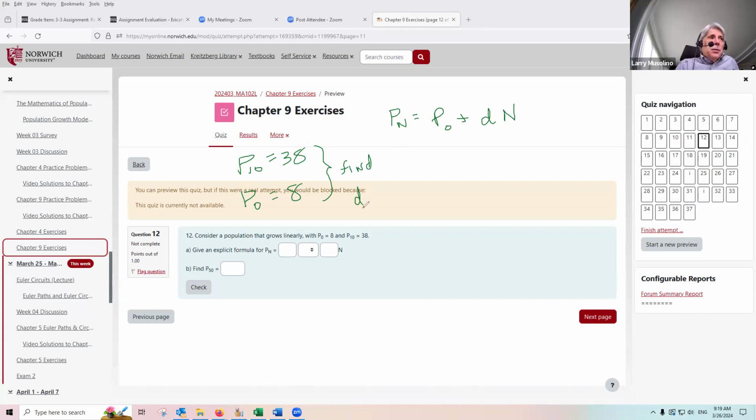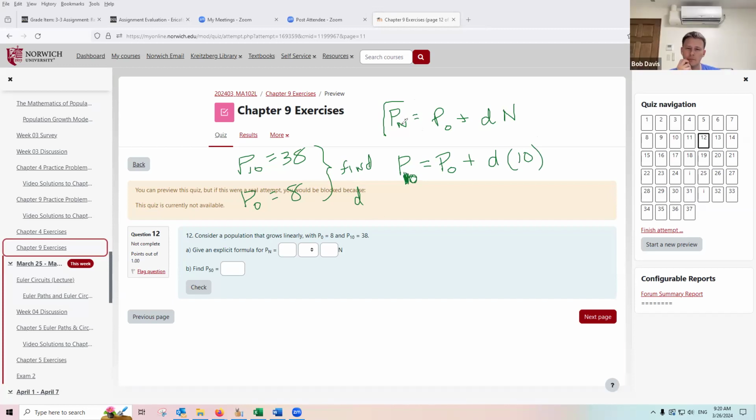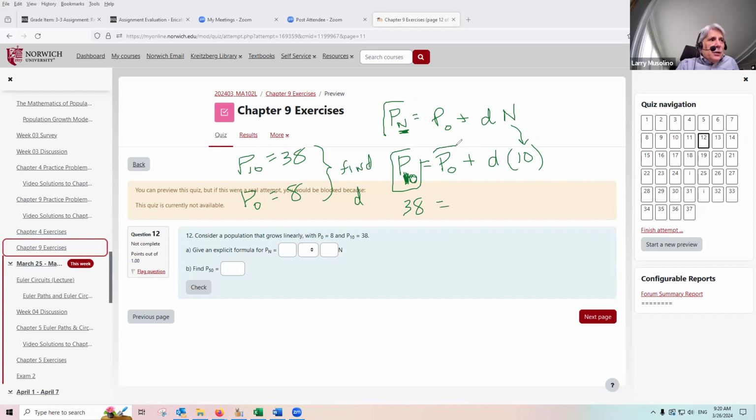Okay. Let's plug into this equation. Let's do P sub 10. So P sub 10 is P sub 0 plus D times 10, because in our example, n equals 10. n is the subscript on the P, so I'm dropping in a 10. We know P sub 10, they gave that to us as 38. We know P sub 0, they gave us that as 8. Now I can try to solve this equation.